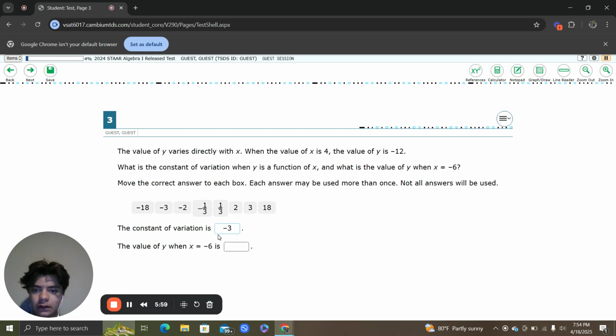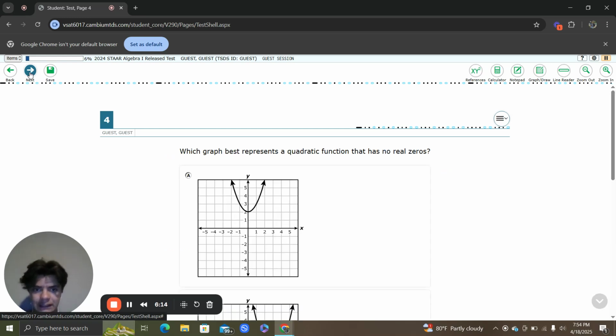So when the constant variable y is negative 6, what is that going to equal? What is negative 6 times negative 3? Negative 6, 12, 18. A negative times a negative equals a positive. So therefore, it's negative 3 and 18. 7 more questions to go, guys.